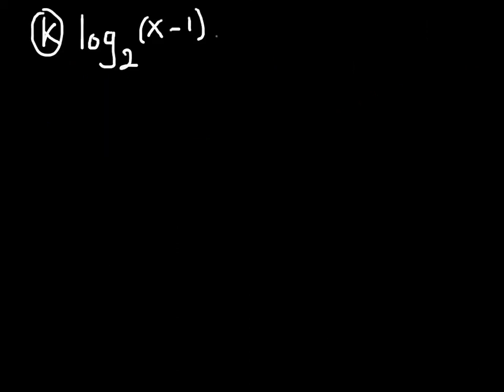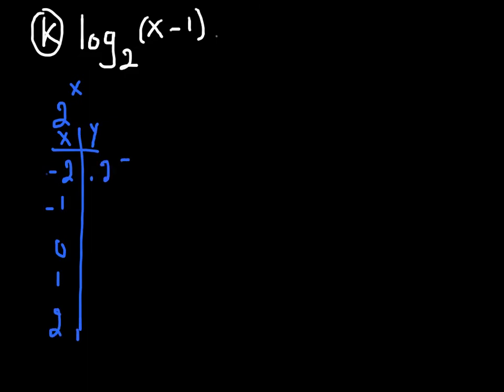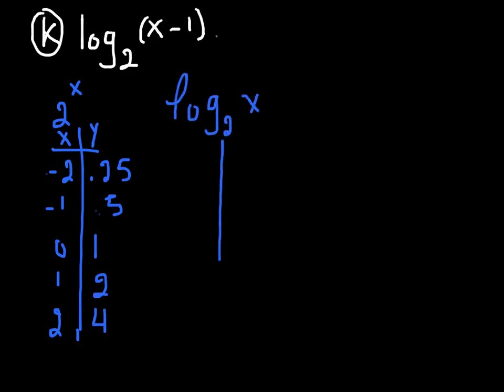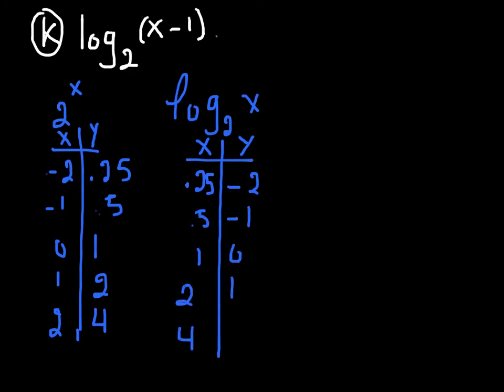Alright, part K, we need you to start with 2 to the x and pick up the same exact value for x. Negative 2, negative 1, 0, 1, 2. These are 0.25, 0.5, 1, 2, 4. Then we're going to go to log base 2 of x, which are the inverse of these points. And so this will be 0.25, negative 2, 0.5, negative 1, 1, 0, 2, 1, 4, 2.